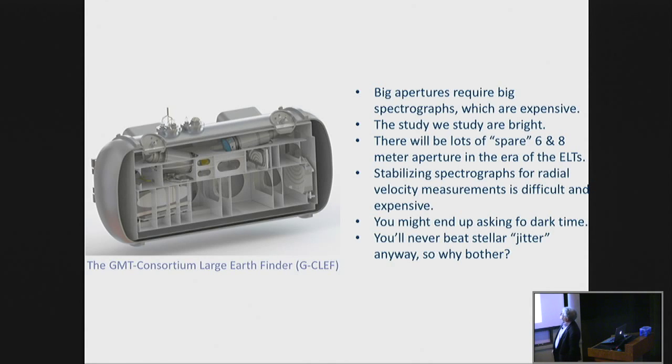And people say, big apertures require big spectrographs. Big spectrographs are really expensive. We study bright things. Why would you bother taking this big aperture and pointing it at a bright star? There's going to be lots of spare aperture available in the ELT era when everybody thinks that an 8.4 meter telescope is tiny. And it's hard to achieve this level of stabilization. HARPS, the Geneva group, is the only group that has really built an instrument that's highly, highly stabilized, that's operating today.